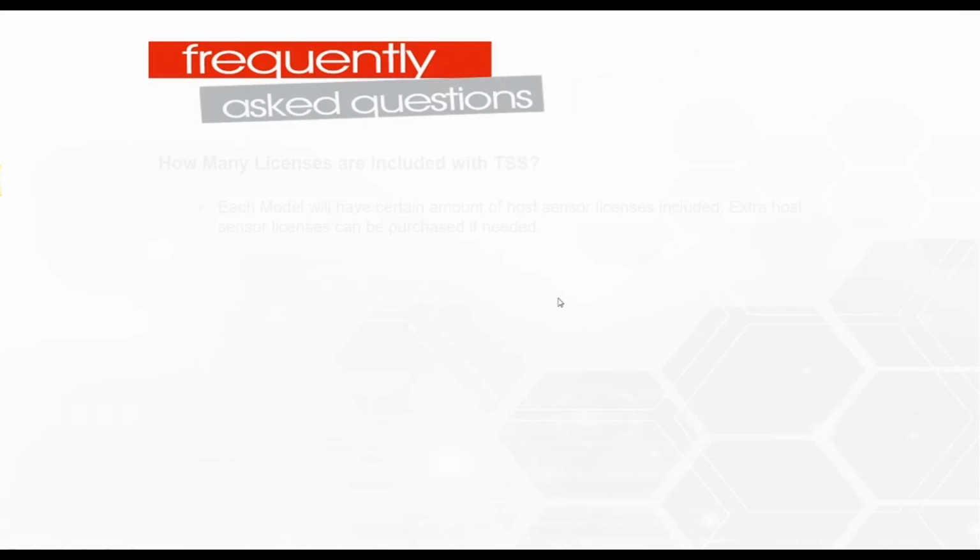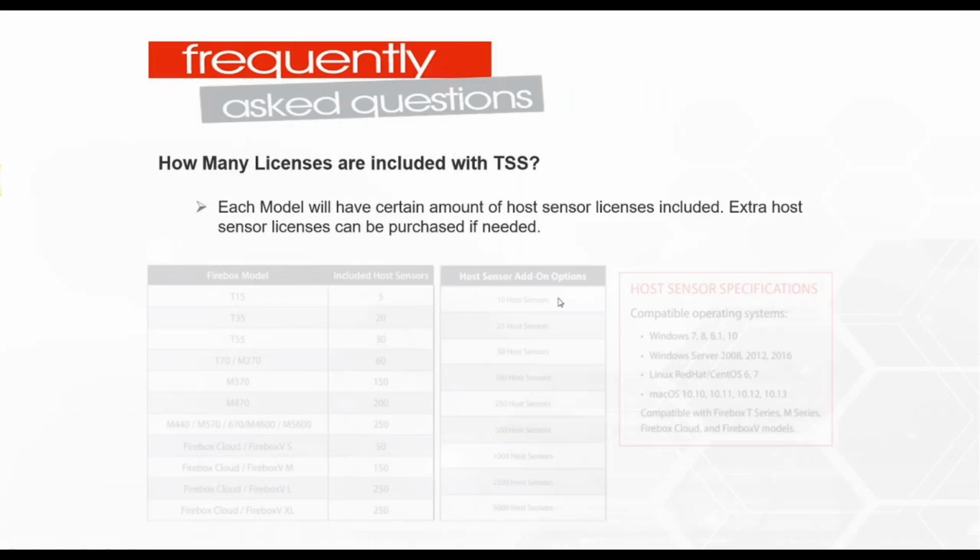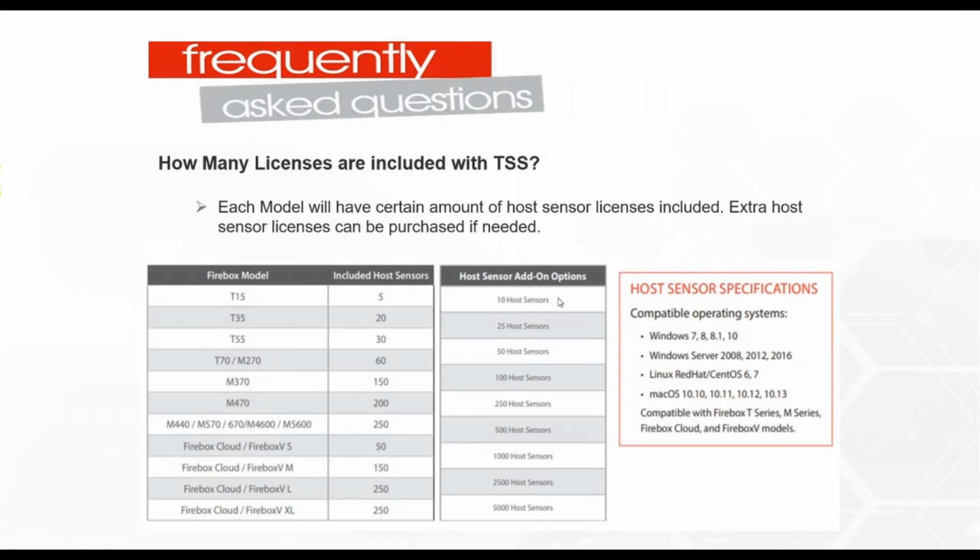Some of the frequently asked questions related to TDR is how many licenses are included with Total Security. As an example here, you can see for T15 you have 5, for M370 you have 150, and for the rest of them you're going to have 250 licenses. You can have a host sensor add-on option that is available to you as well. The host sensor is compatible with the following operating systems: Windows, Linux, and Mac.